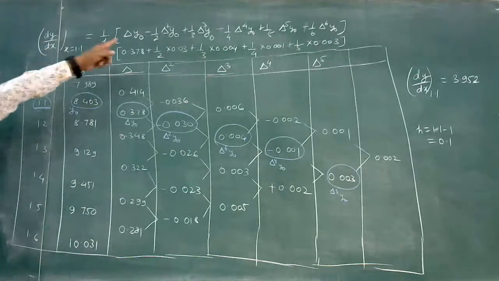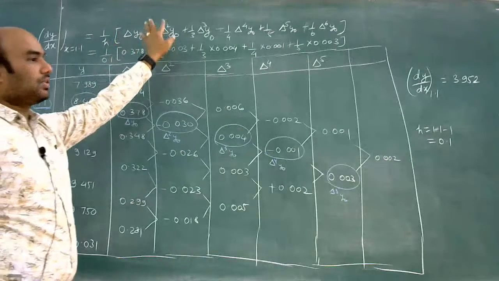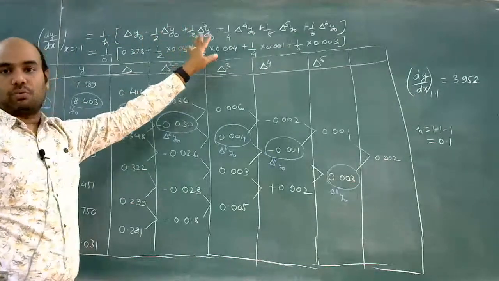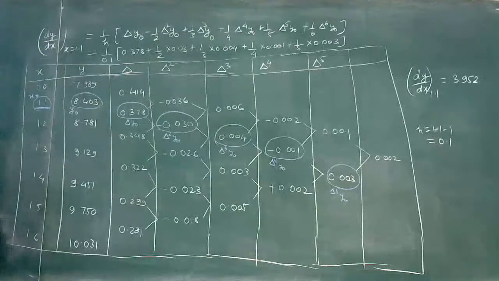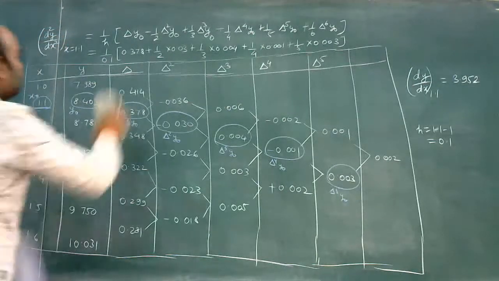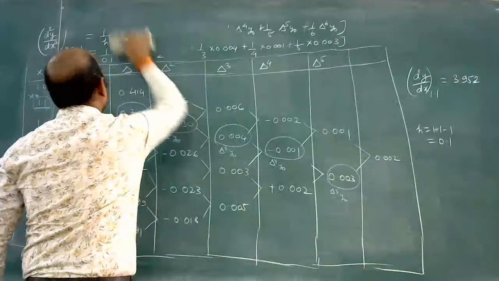So we have to remember this formula. Okay, so it is derived from Newton's forward interpolation formula. Okay. Now we have to find the second derivative also. So the formula will change for the second derivative.